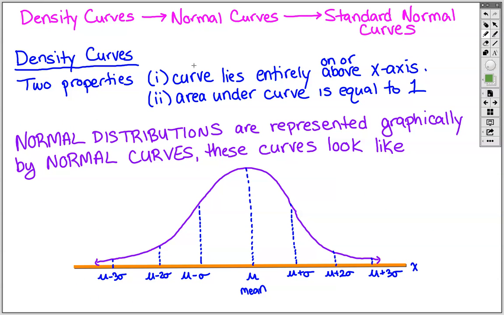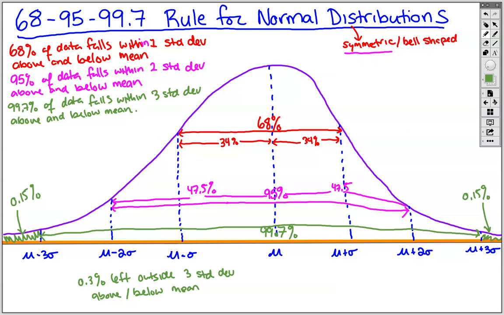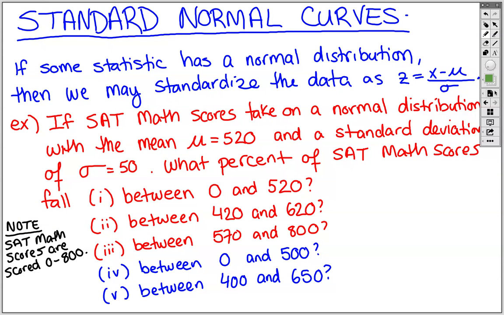So we had density curves. We said density curves were curves that lie entirely on or above the x-axis and have an area under the curve equal to 1. And we said, okay, these normal curves are density curves, so they assume these 2 properties, as well as a bell shape, symmetric, and the 68, 95, 99.7 rule. And now we're going to look at standard normal curves.